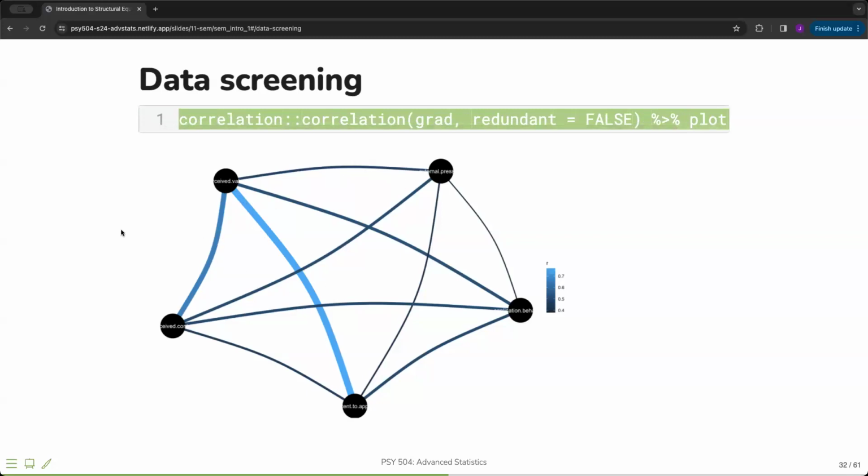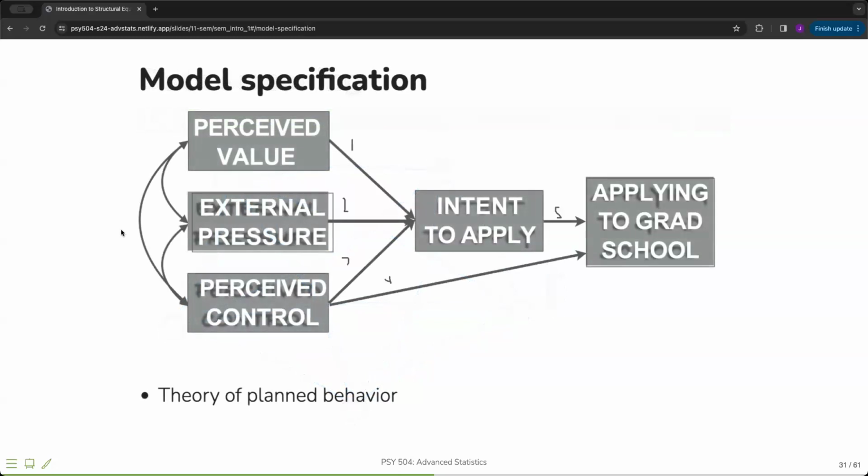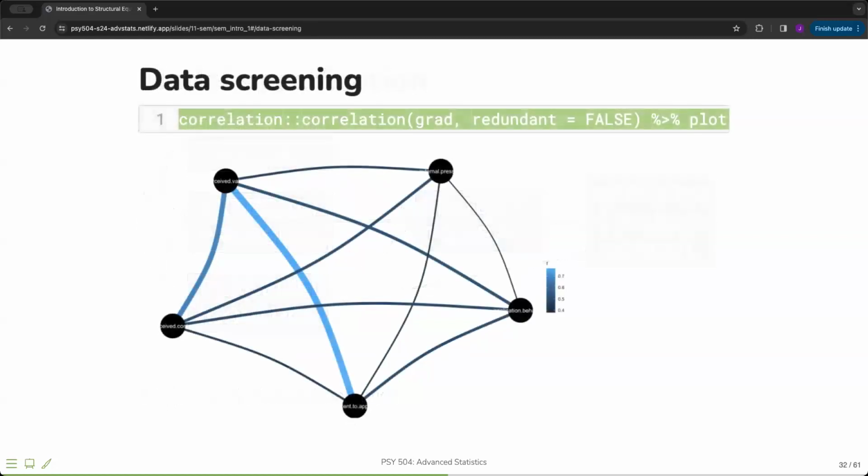In this case, we are not using any latent variable, right? No latent variables, just all measured variables. So next week when we talk about factor analysis, that's when we'll bring in the latent variables.